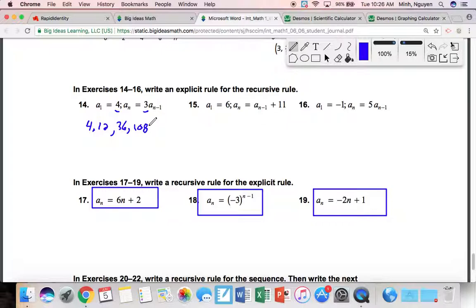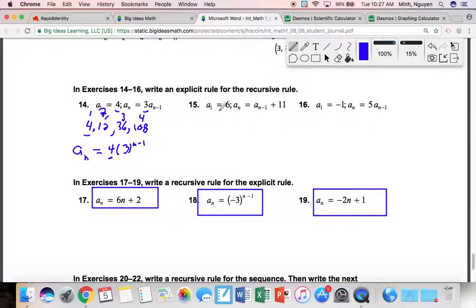So if you're multiplying by the same number, is that an exponential function or a linear function? Turns out that it's exponential. So you'd say a of n equals 4 times 3 to the n. You start off at 4, and it's actually n minus 1. Why is that? Because if this is the first number, the second number, the third number, and the fourth number, 1 minus 1 is 0, 3 to the 0 power is 1, 4 times 1 is 4. 2 minus 1, 3 to the first power is 3, 4 times 3 is 12. So that one checks out.